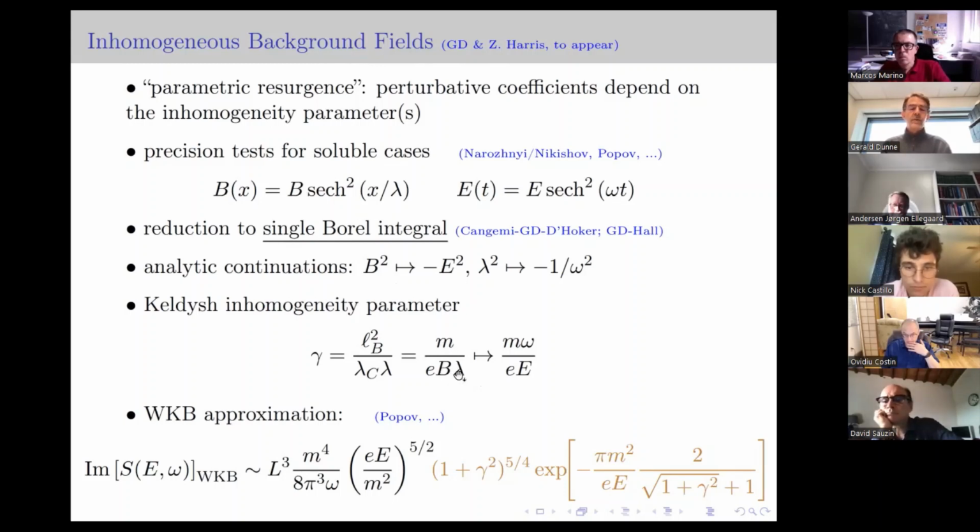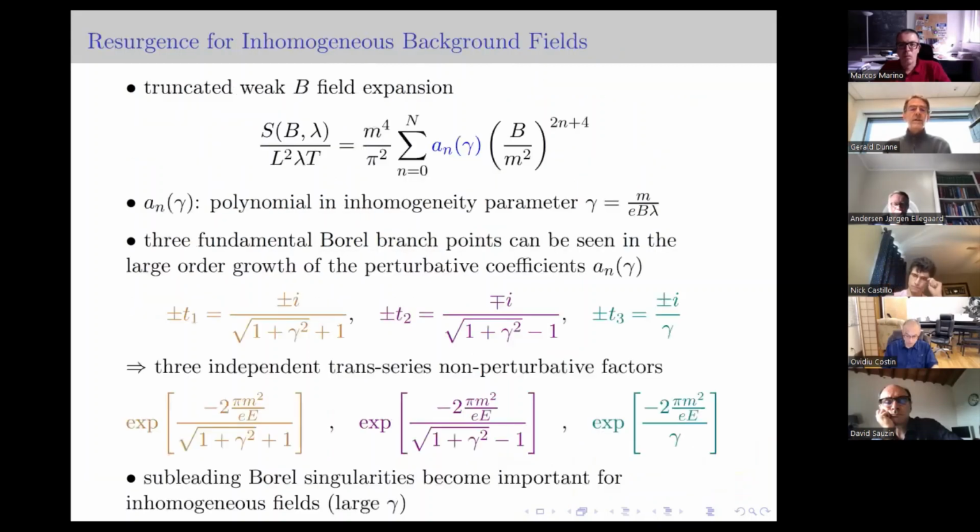So it's something like 1/b, lambda or omega over E, in units of the mass and the charge. There's also the WKB approximation, which changes this exponent by a factor that is an explicit function of this inhomogeneity parameter. So as gamma changes, you change from a slowly varying to a rapidly varying field. So the question is, can you do this just starting from an expansion at weak field with coefficients that now depend explicitly on this inhomogeneity parameter?